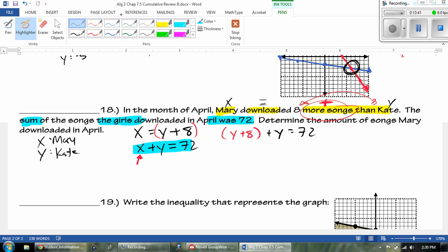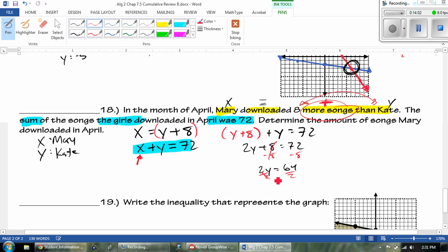Okay, so I can combine like terms. I have 2y plus 8 equals 72, and now I'm just going to solve. Subtract 8 from both sides. We get 2y equals 64. And then divide both sides by 2, and we get 32.